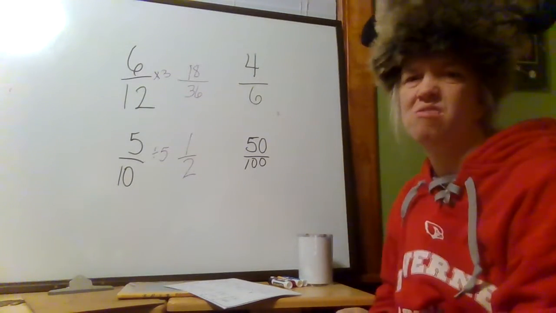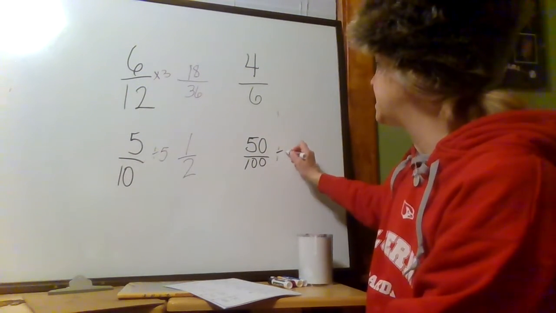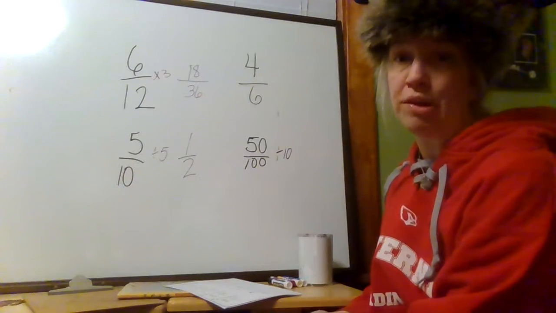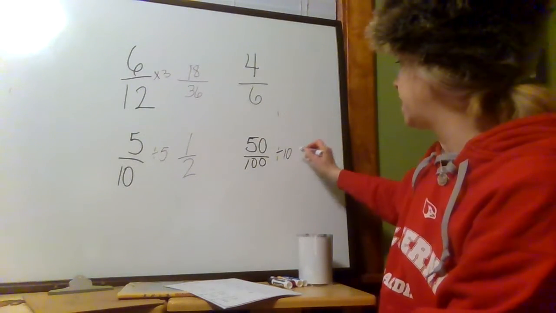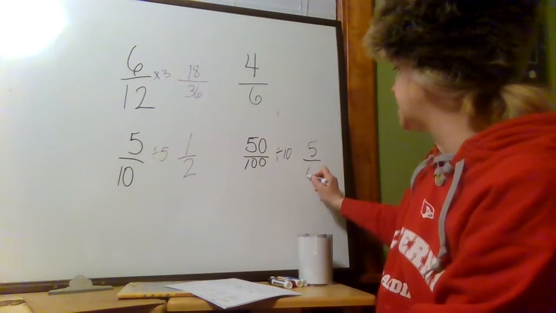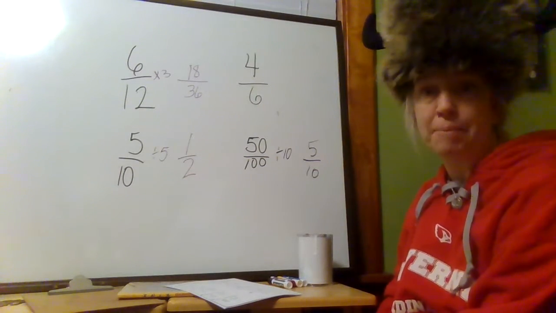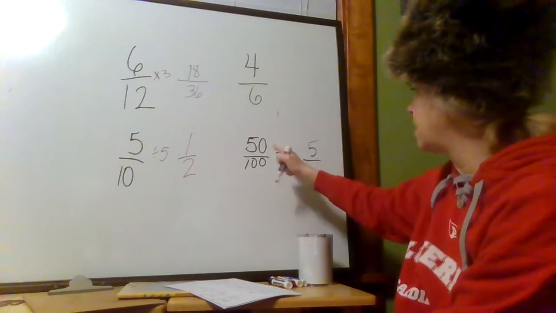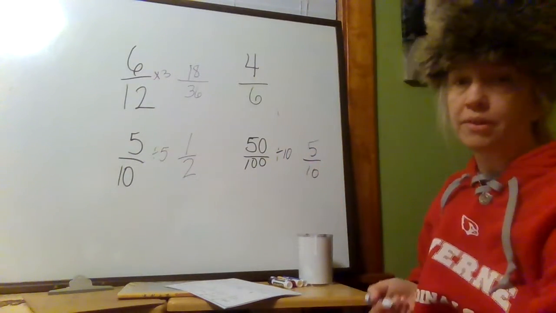Let's look over here. 50 over 100. What do I want to do to it? I think I'll divide by 10, which means I just have to get rid of a 0 from each, right? Because we remember that little trick. So 50 divided by 10 is 5. 100 divided by 10 is 10. Also, remember, you can always check your division by doing the opposite back. So 5 times 10 is 50. 10 times 10 is 100.